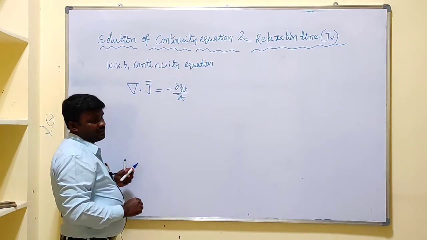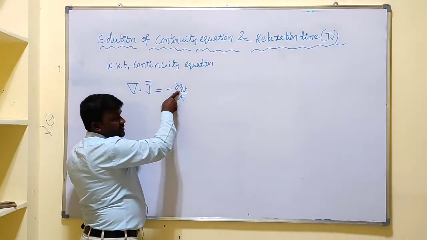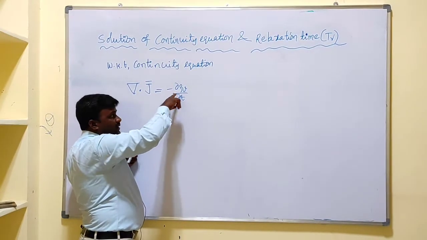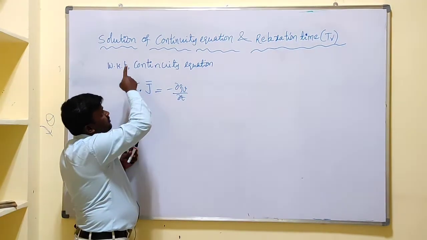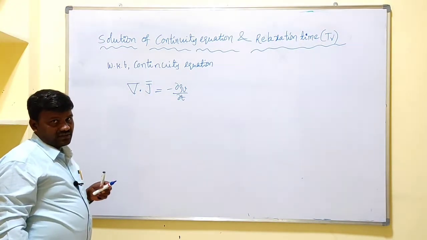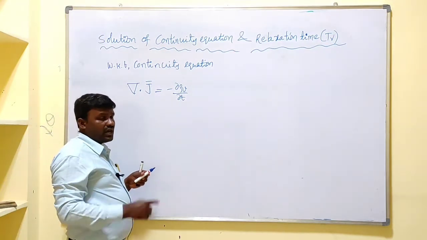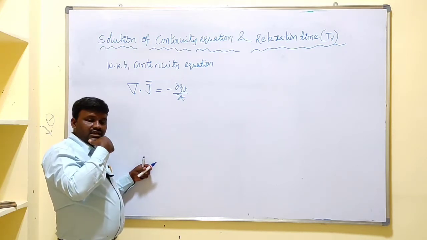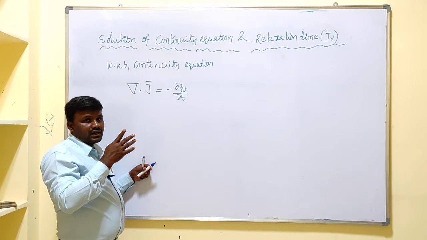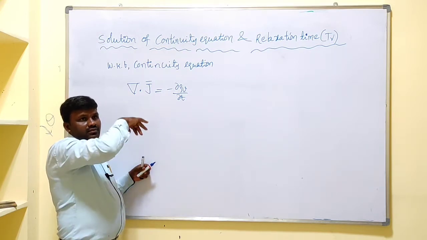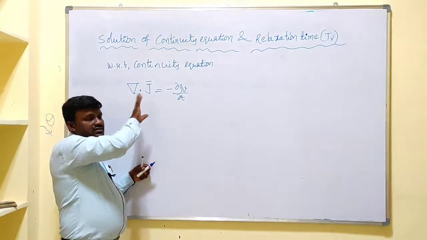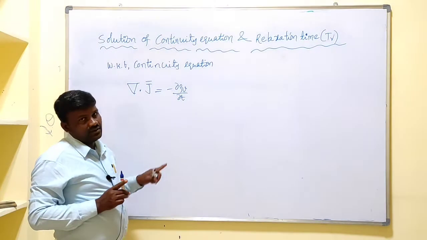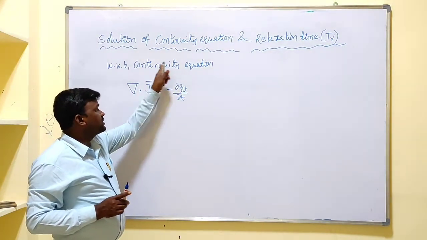Once again, if you find the expression for rho v, that is how charge density decays with respect to time, and that is nothing but the solution for our continuity equation. The continuity equation is derived from the law of charge conservation, which says the decrement of the rate of change of charge within a given volume is equal to the net outward current flow. We need to find the decrement of charge density with respect to time, that is, the solution of this equation.